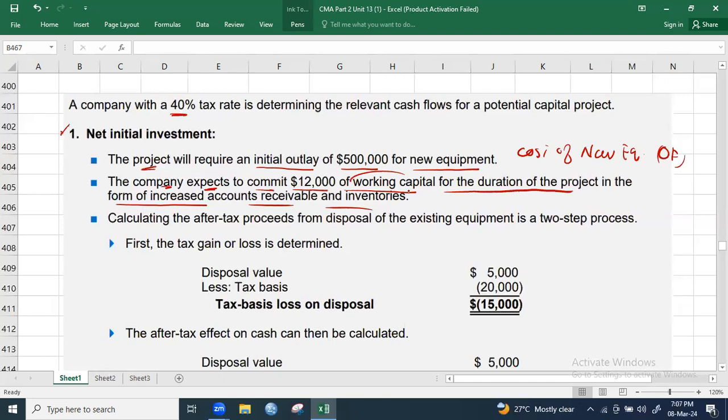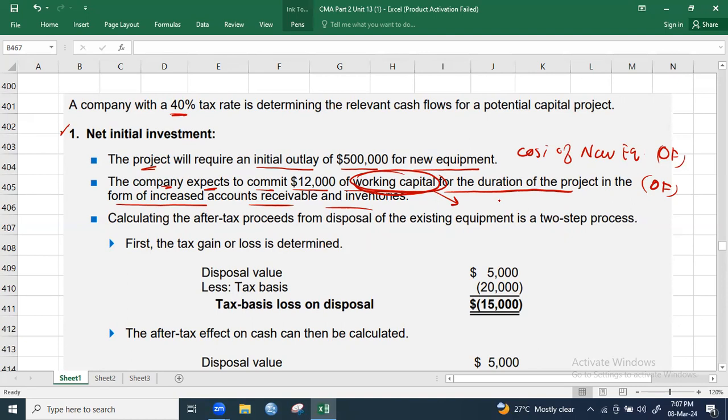Actually, this is the investment in working capital. Whatever money you invest today, for example in the shape of inventory, is called investment in working capital, and that is also considered an outflow. We have an assumption here in capital budgeting: whatever money we invest in working capital, we assume it will be recovered at the end of the project. This will be recovered at the end of the project.